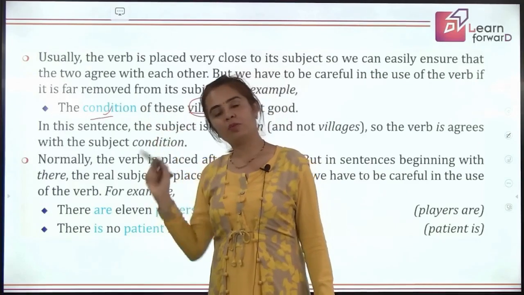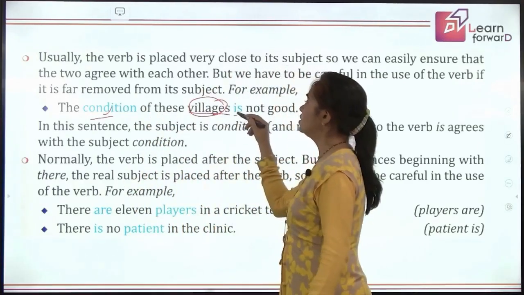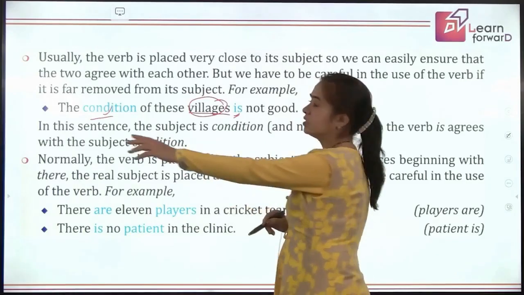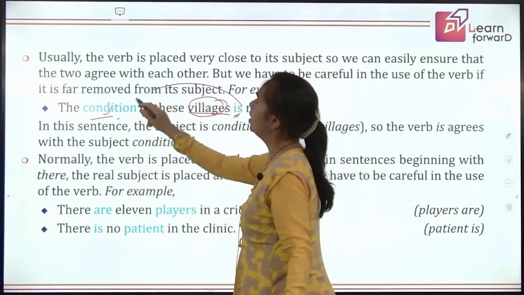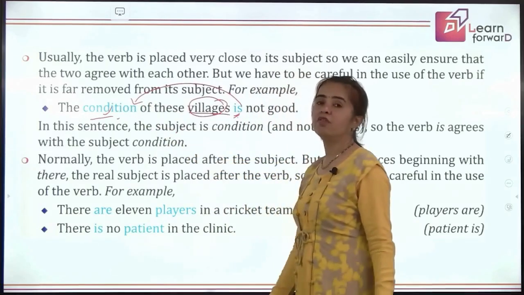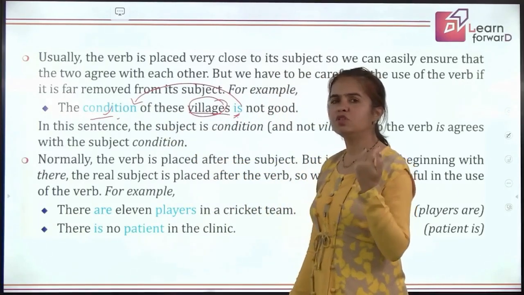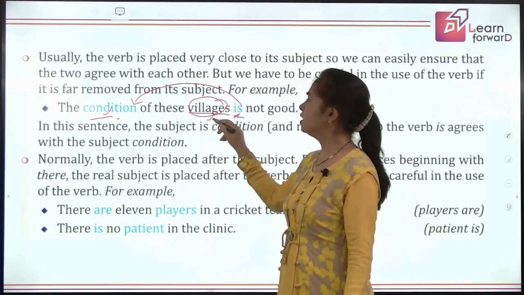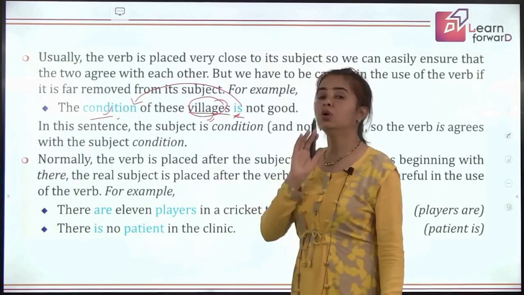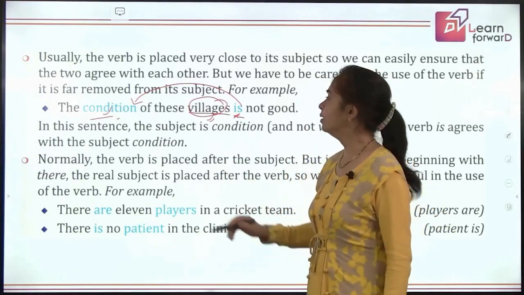We are talking about the condition, which is singular. So your verb will be singular here. See, your subject is here, but your verb is here. This is called when the verb is away from the subject. You have to be very careful, because if you just see, oh, I have to put a verb here, okay, this is villages, quickly you write are. No, be thoughtful in deciding which verb is to be placed, right?